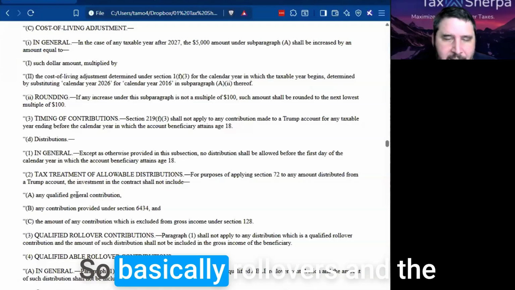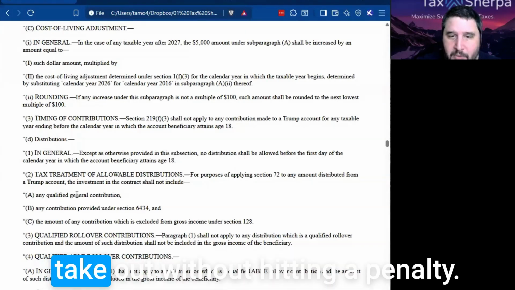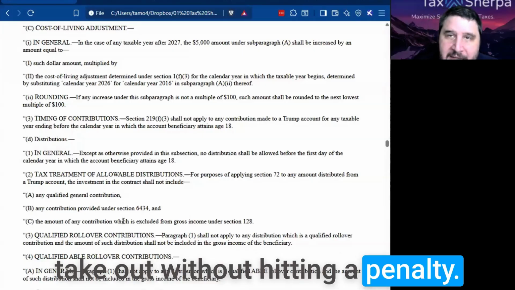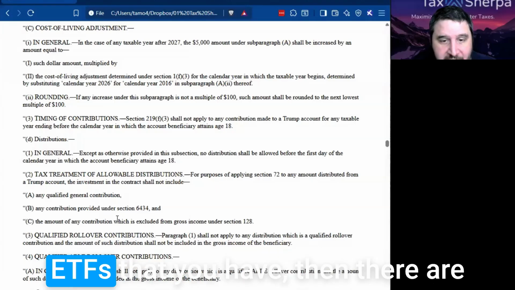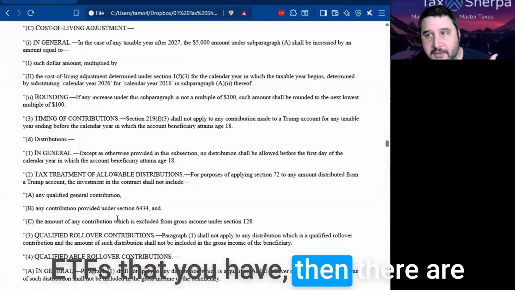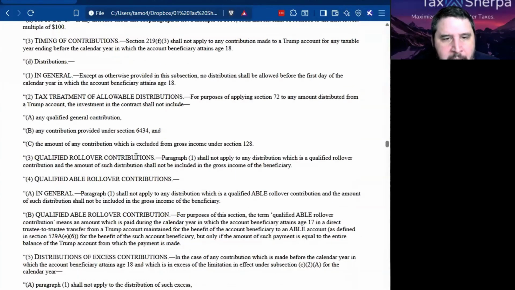So basically, rollovers and the original money you put in, you can take out without hitting a penalty. If you take out other money, like gains from those mutual funds or ETFs that you have, then there are going to be potential penalties if you don't use it for allowed purposes.